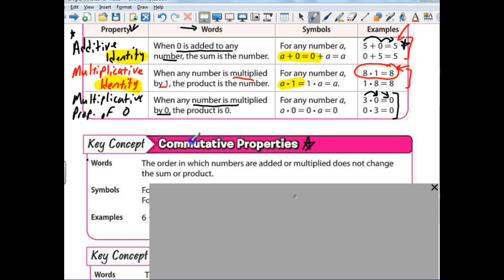the commutative. Notice there is no letter N. It's not commune. It's commutative property. And what this old stuff here, the words, what they're doing is they're telling you in words right here what it means. So you'll see this in your book. So I chopped it in here for you to look at. They're telling you what it is in words. It's the order in which numbers are added or multiplied does not change the sum or product or the answer.